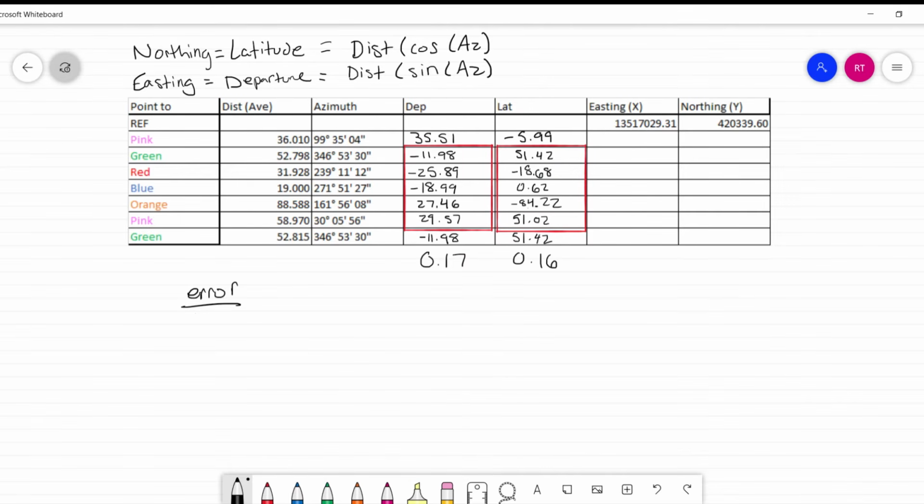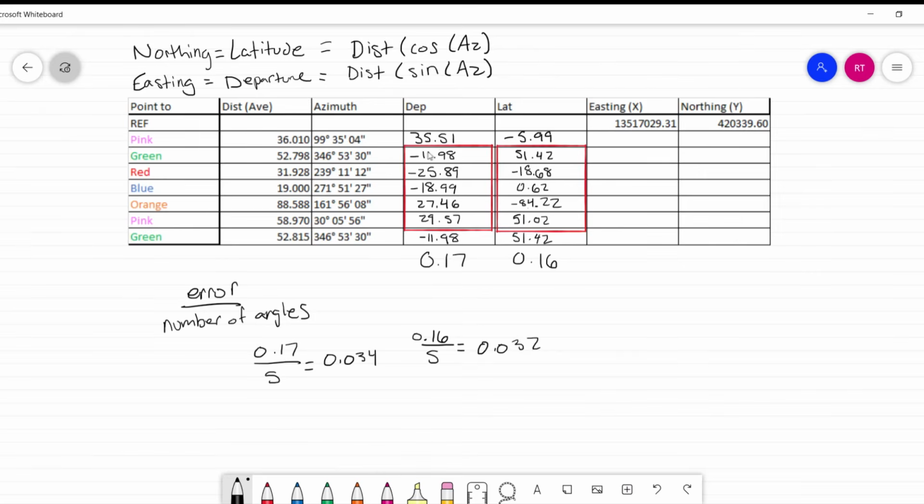To make this correction, the same formula as before, error divided by number of angles. So with the first one, we have 0.17 over 5, and that is equal to 0.034. In the second one, we have 0.16 over 5 is equal to 0.032. So because we're over, we're going to subtract this number from all of the latitudes and departures.